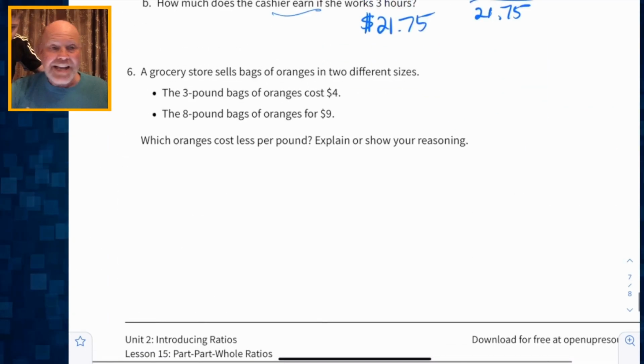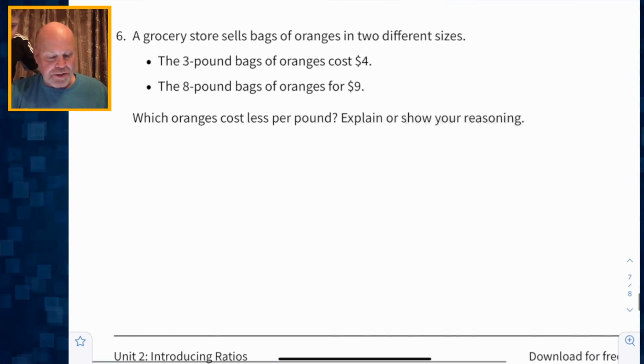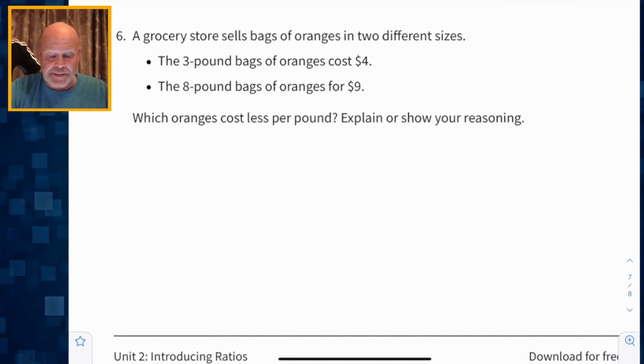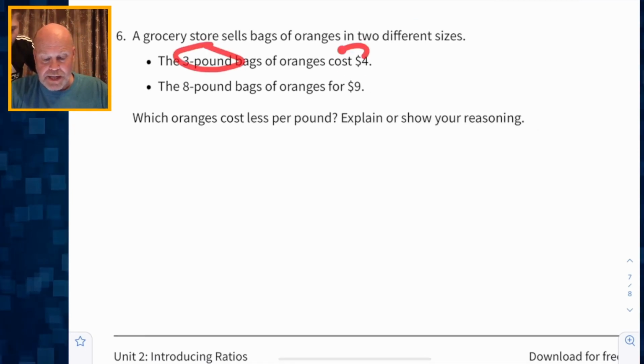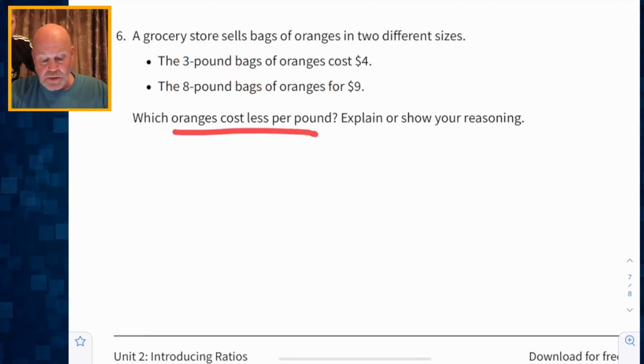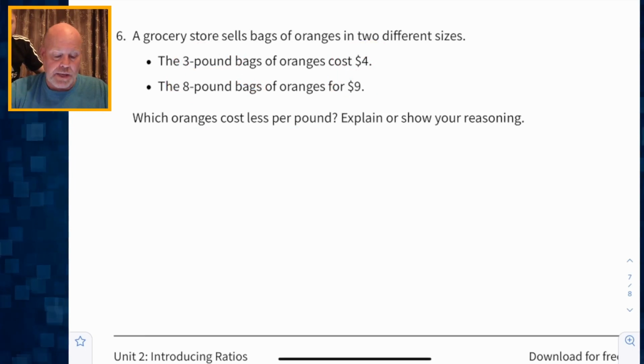Woo! And the last question. We're hammering this out. A grocery store sells bags of oranges in two different sizes. We've got 3 pound bags for $4, and 8 pound bags for $9. Which bag costs the least per pound?